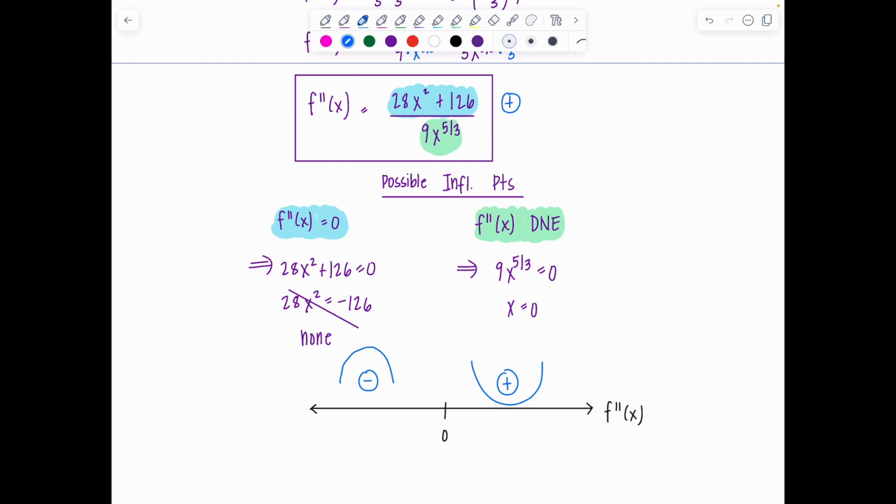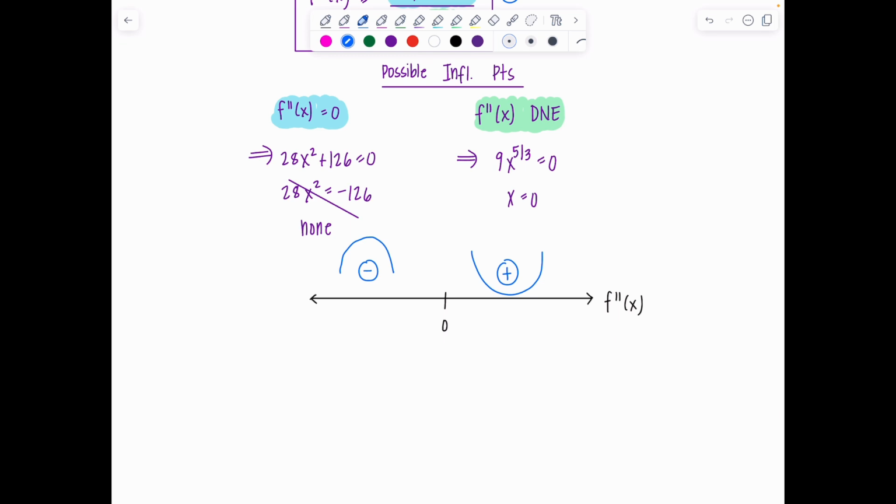Okay? So we have everything we need. I can list my intervals of concavity now. So the graph is concave up from 0 to infinity. It's concave down from -infinity to 0. And we do have an inflection point since there was a change in concavity. Inflection point at 0, 0. Okay, very good. So now let's plot everything that we found earlier.